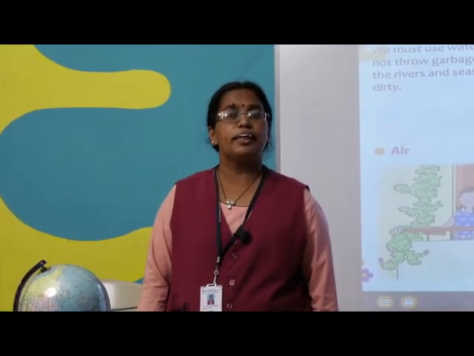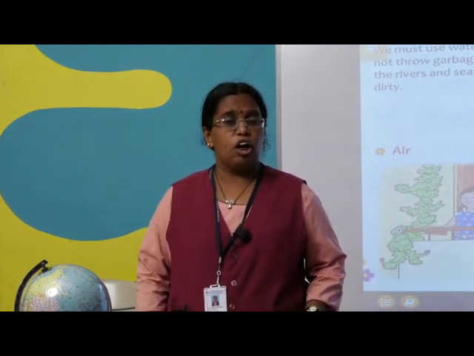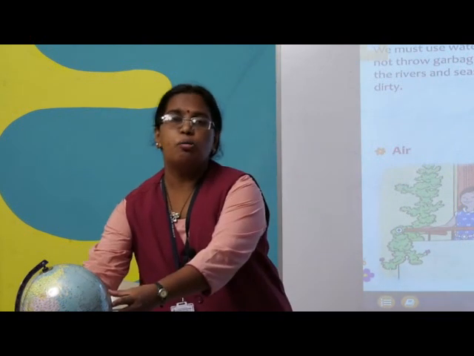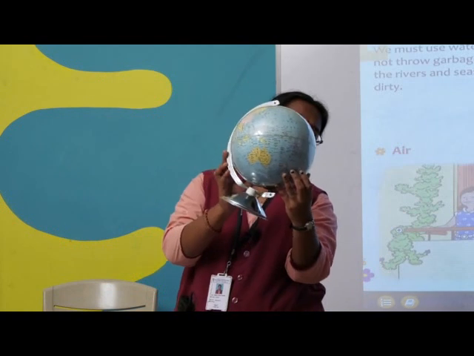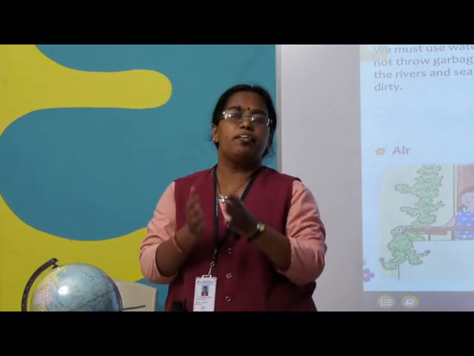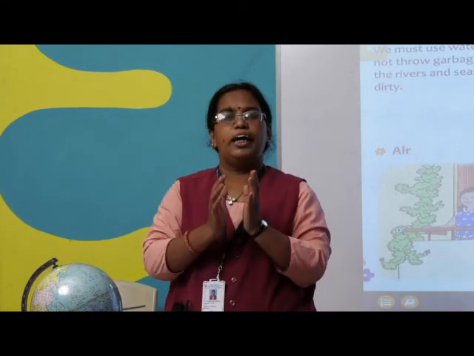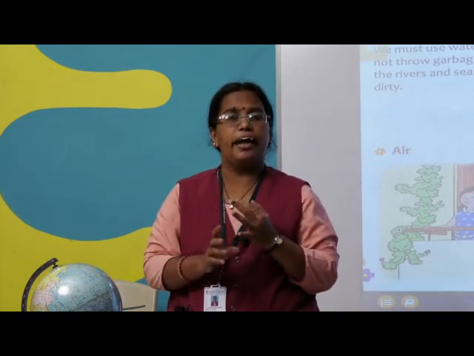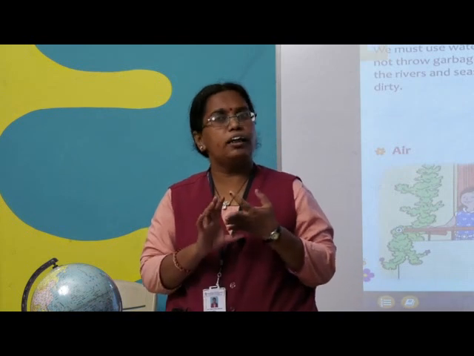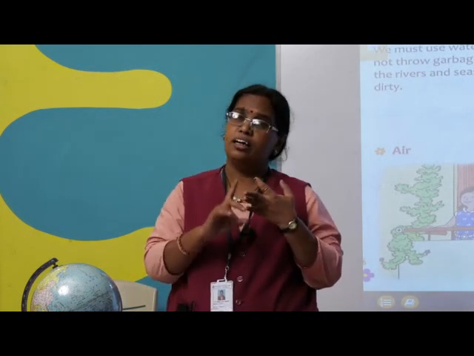Okay, children, today what did we study? Today we saw lesson number 4, the earth. In this earth, what did we see? We saw the shape of the earth. I showed you the model of the earth. On this earth, 70% is covered with water. And on this earth there is land, water and air.